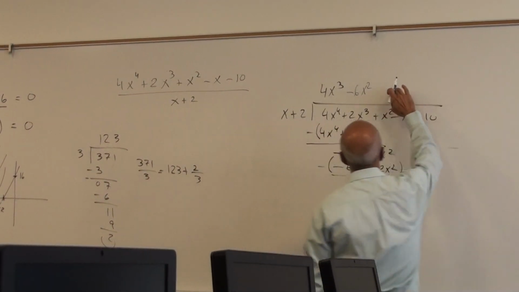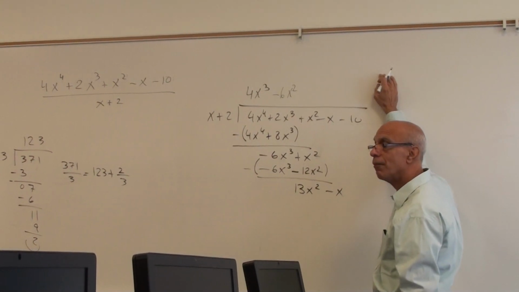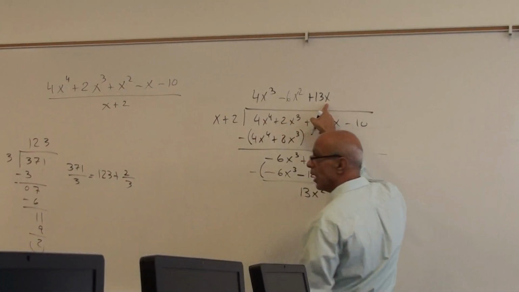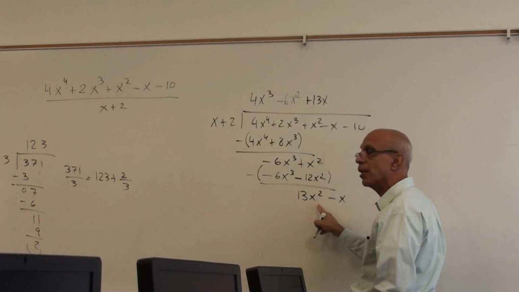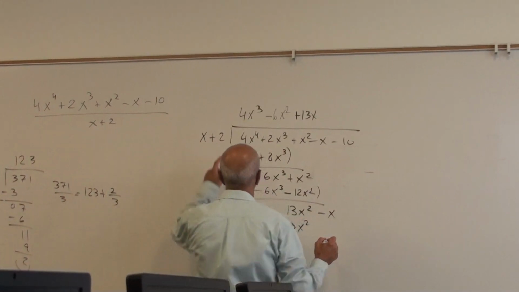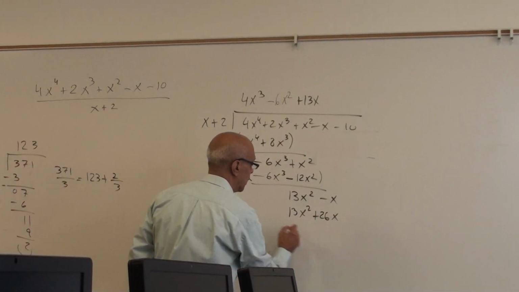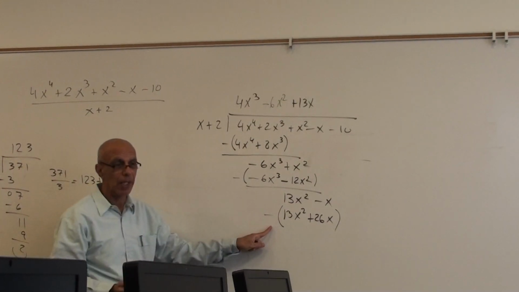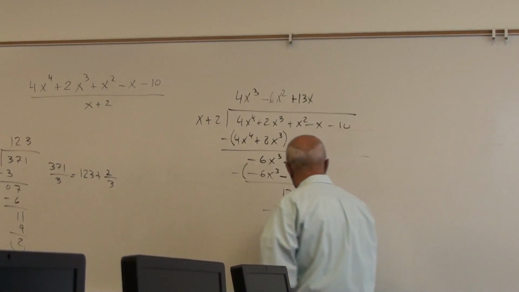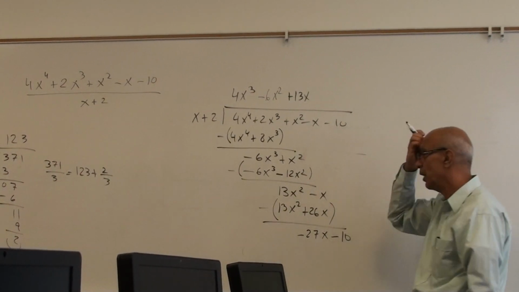Again, what is the next term now? 13x. Why? Because 13x times x is going to be 13x squared. Okay? So let's do that. 13x squared. Then, I cannot forget the 2. Times 2 is going to be 26x. Do not forget the parentheses and the negative. This is going to cancel, and this is going to be negative. Now I have negative 27x, and then I bring my last term down, the negative 10.